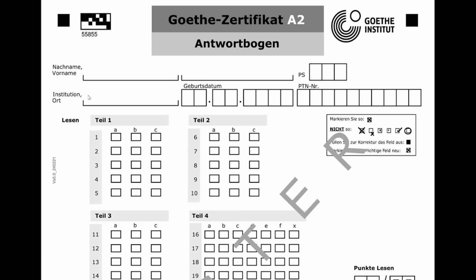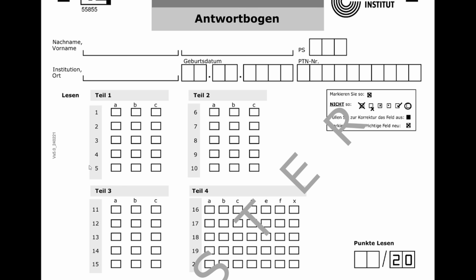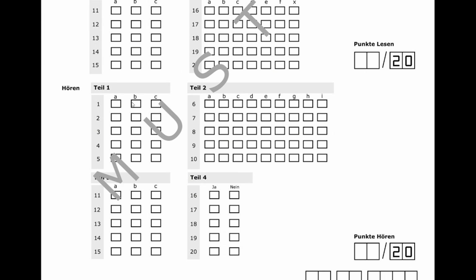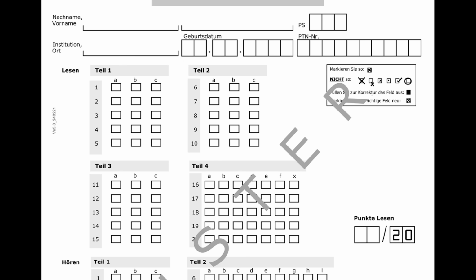Then you also have to write the institution or the place where you are giving the exam, your Geburtsdatum, and the PTN number and PS. You will get the PS and PTN number from the examiner, and then you can add it over here. And then over here you see that they have the Lesen part over here. So these are the 4 parts of the Lesen section. So you will answer the Lesen questions over here. And over here you have the Hören part below. So over here you will select the correct option. So for example, if for Teil 1 question number 1 it was A, then you will put a cross in it. And over here at the top right, they have also told you how you have to answer it.